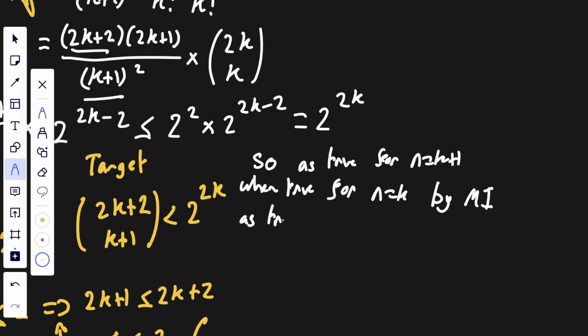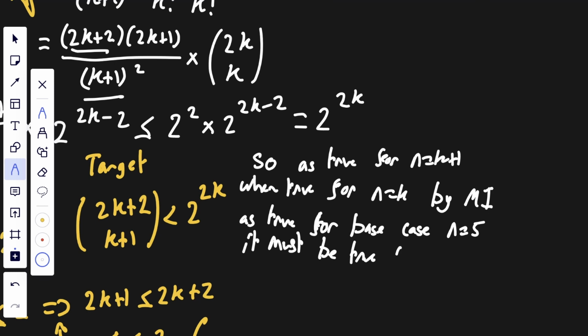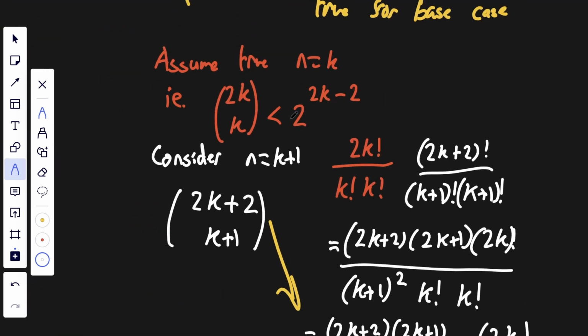As true for base case, n equals 5, it must be true for all n greater than or equal to 5. And we're done. Kaboom. Choose function destroyed.